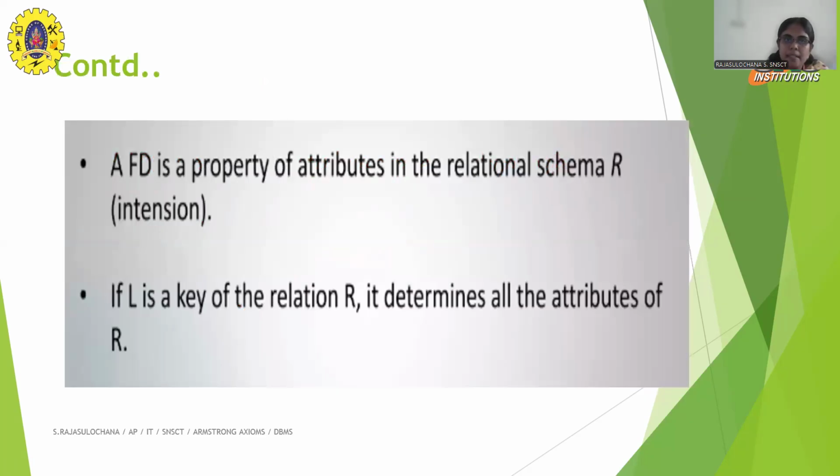So we can also define functional dependency as the property of attributes in a given relation R. So if there is a key in any given relation R, then this particular key should be able to determine all the attributes of that particular relation.